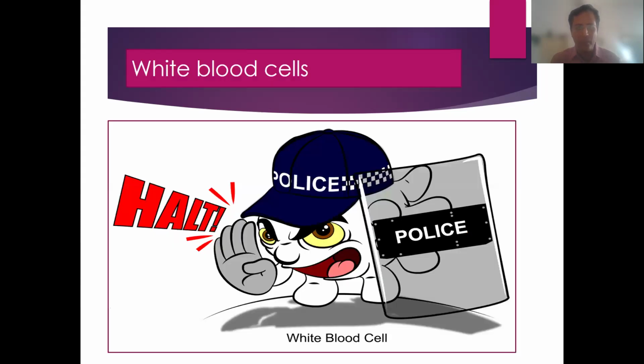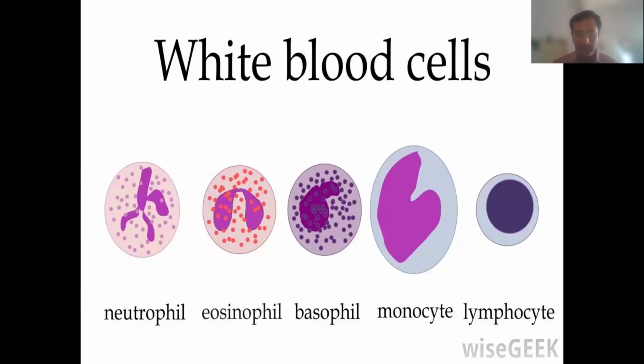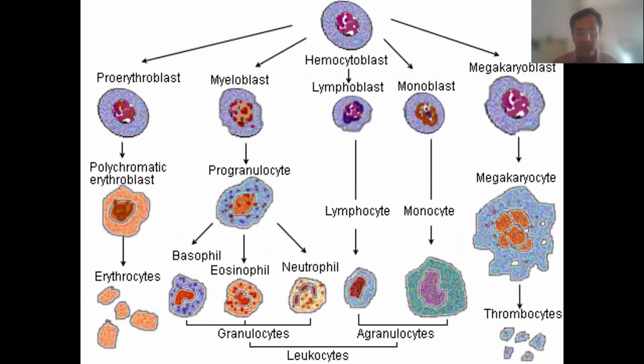Now, white blood cells. Their classification is according to the presence or absence of granules and their staining properties: the granulocytes, which are neutrophils, eosinophils, and basophils, and the agranulocytes, which are monocytes and lymphocytes. That is the major thing. These are the pictures: neutrophils, eosinophils, basophils, monocytes, and lymphocytes. This is the big picture I was showing you.